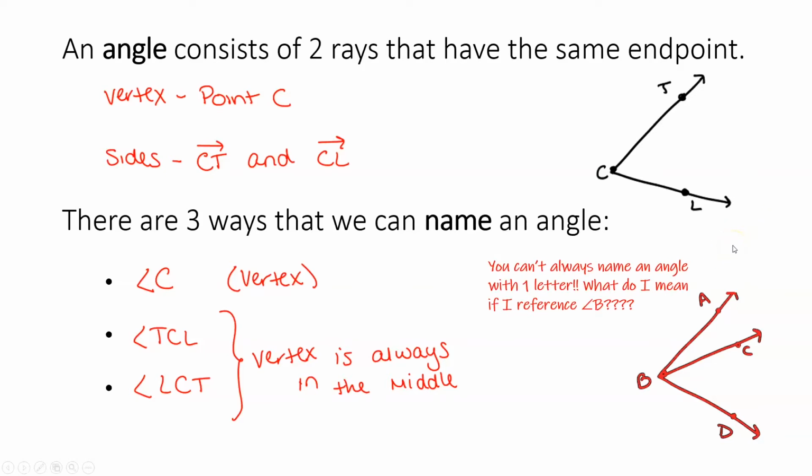So you can't always name an angle with one letter. What do I mean if I reference angle B? I don't know. It could be any of three different angles, right? It could be ABD, it could be ABC, or it could be CBD. So here, you would have to name it with three letters in this case. But TCL, you could just name angle C.